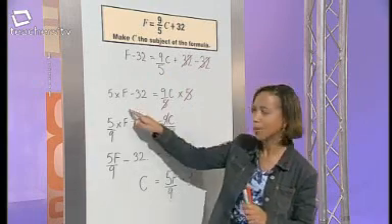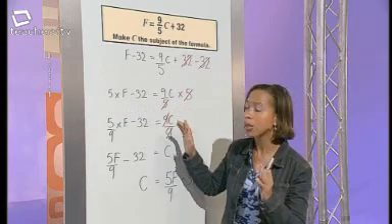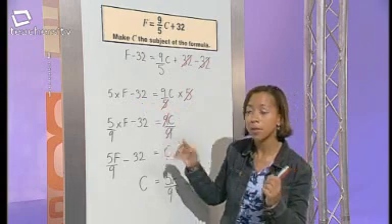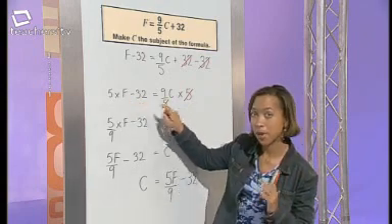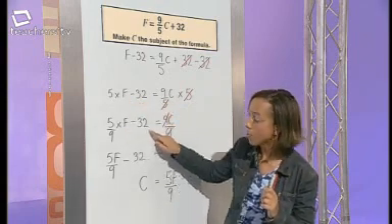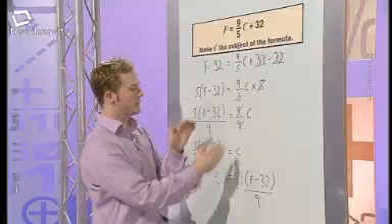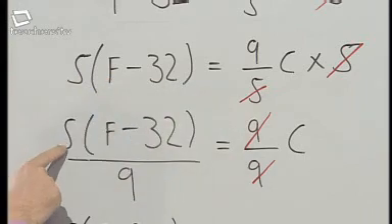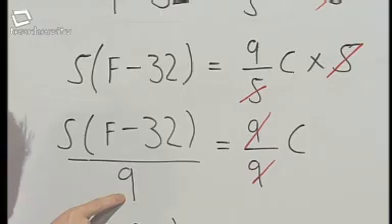But my mistake was here. I've only worked on the F and ignored the 32, when I should have multiplied the whole of the left-hand side by 5 and divided all of it by 9. That's what these brackets mean. They tell you to multiply everything inside them by 5. And this line means you divide everything by 9.